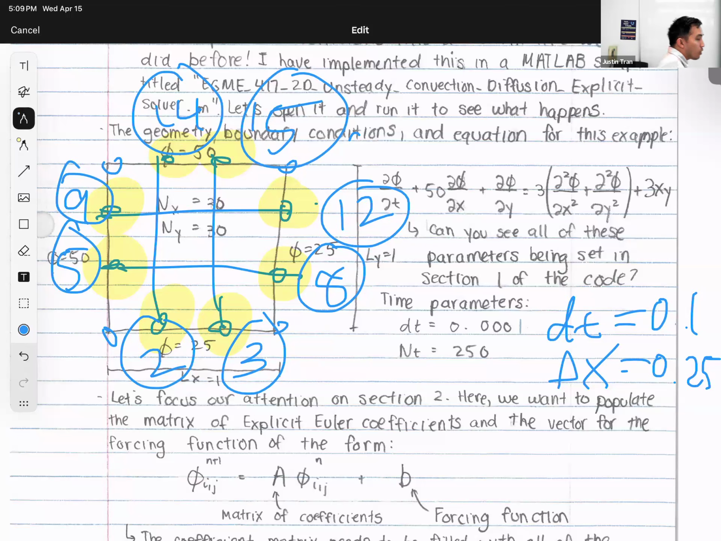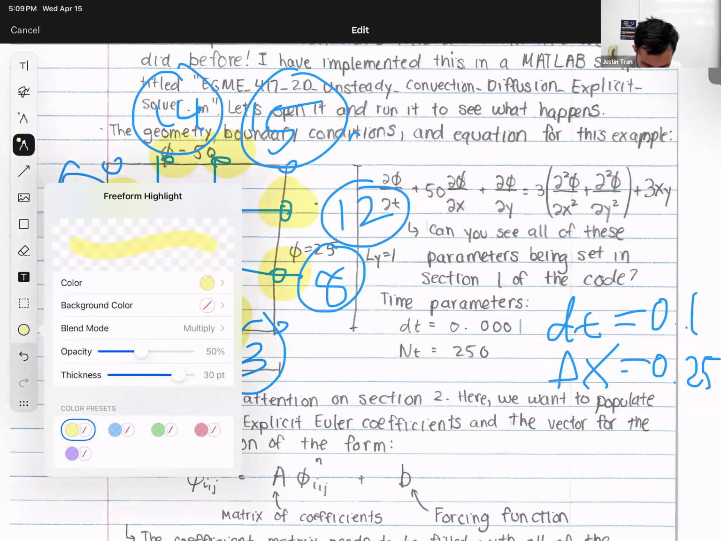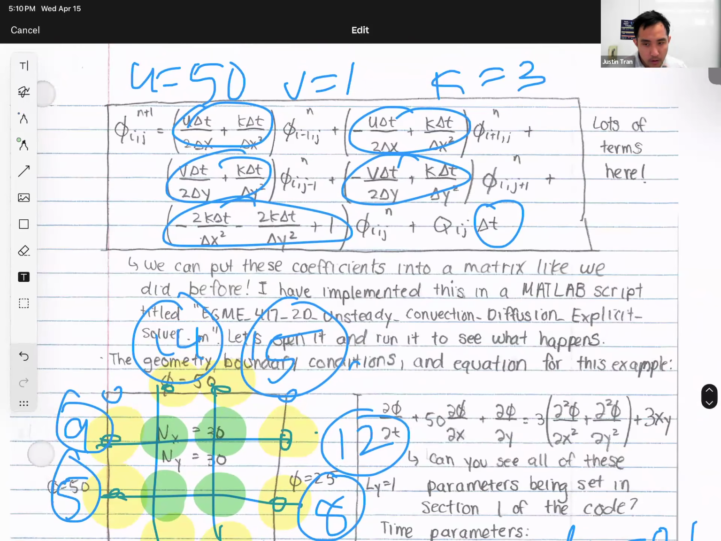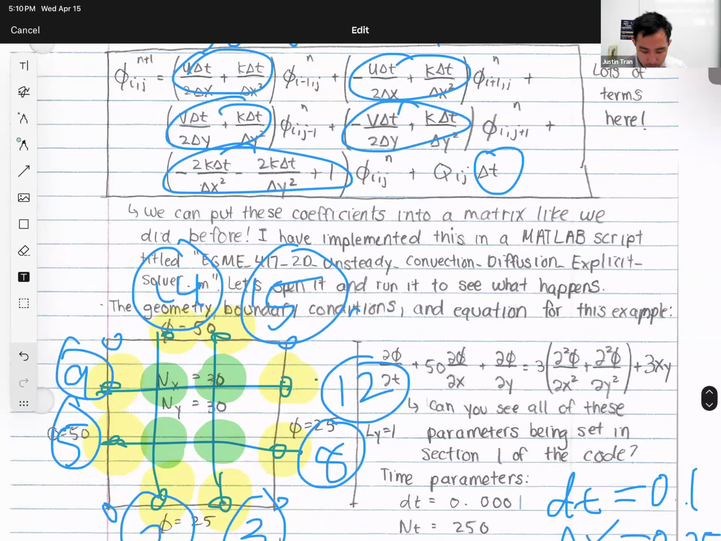All right, so just make sure that you are aware of that when you're doing the homework, okay? But for all the interior nodes, so for this node, this node, this node, this node here, right? For those nodes, you're going to be applying our explicit Euler time advancement scheme for those interior nodes there, okay?